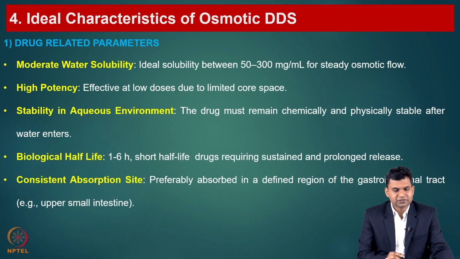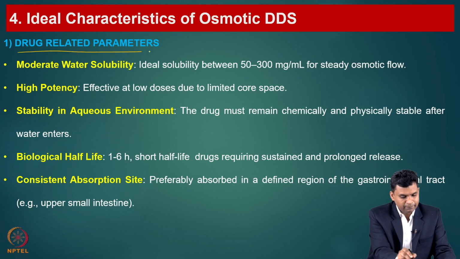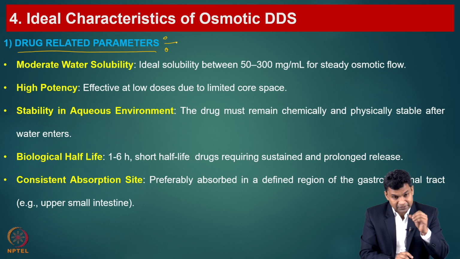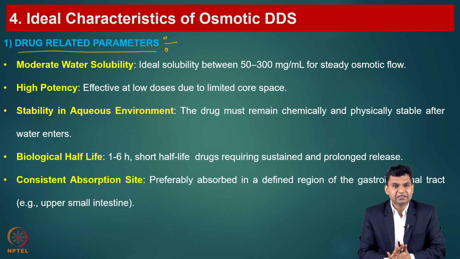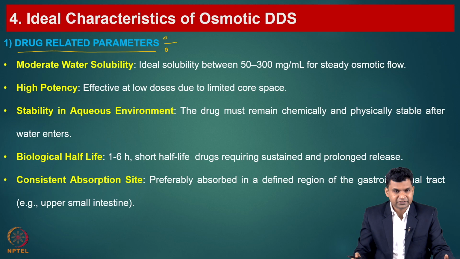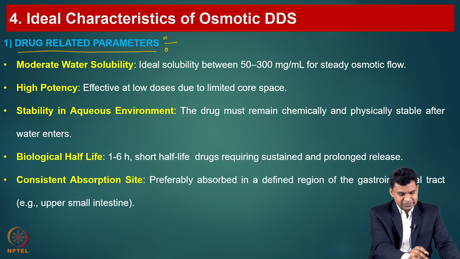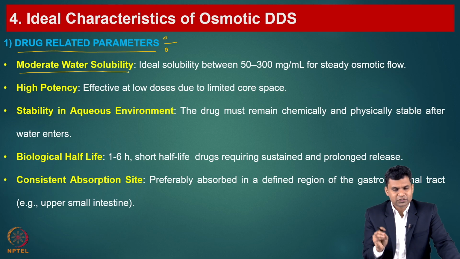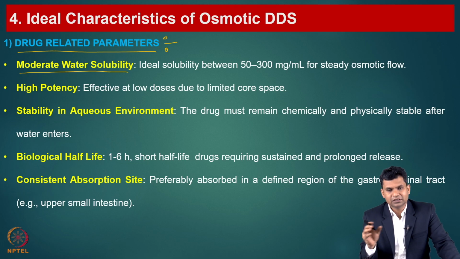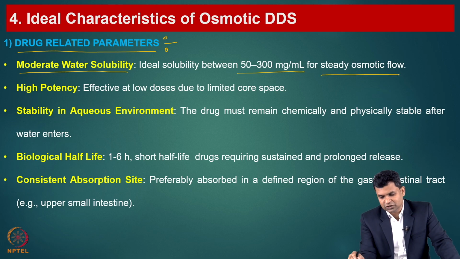The first characteristic is drug related parameters. Although we have discussed the drug properties in the components, here we discuss the drug parameters in detail. As I mentioned, your drug needs to have moderate water solubility. That means it should have an optimum solubility in water or in the GIT medium, with solubility between 50 to 300 mg for steady osmotic flow.